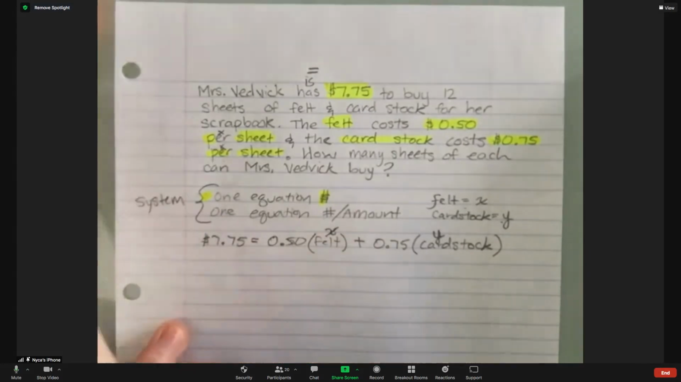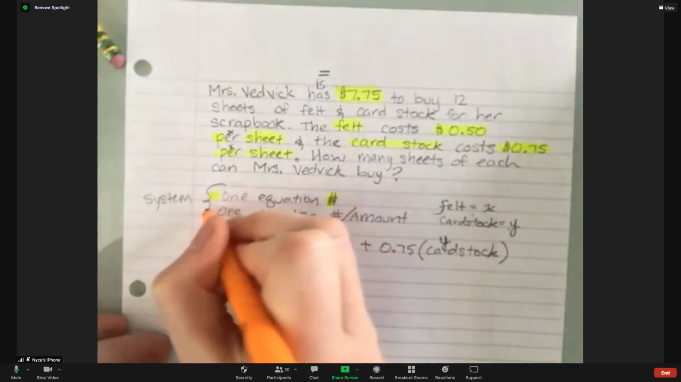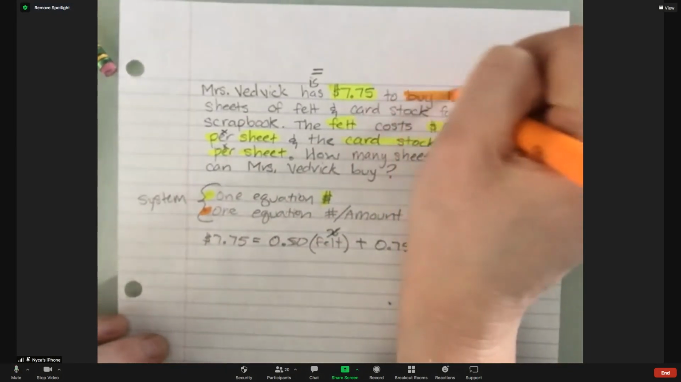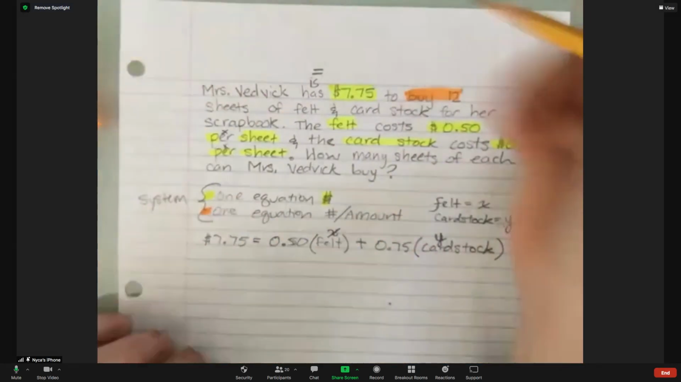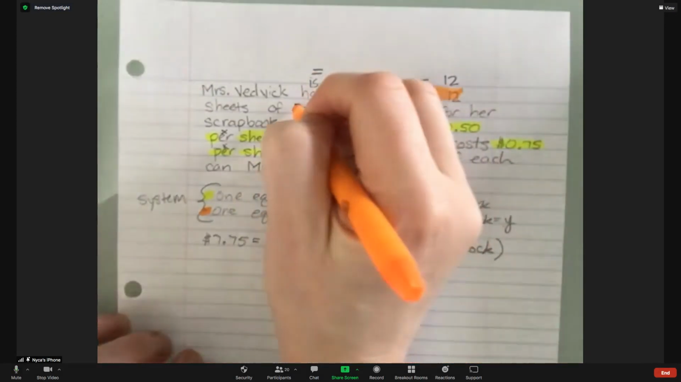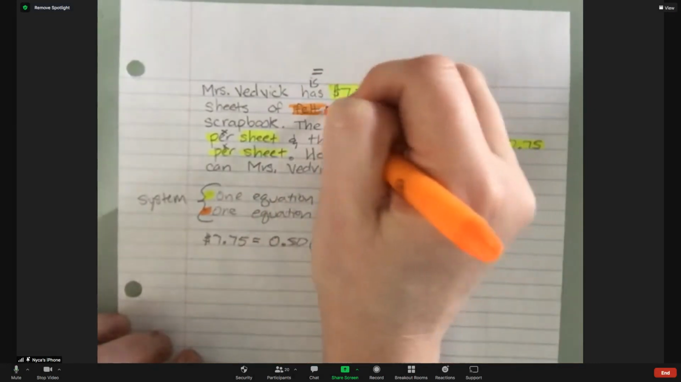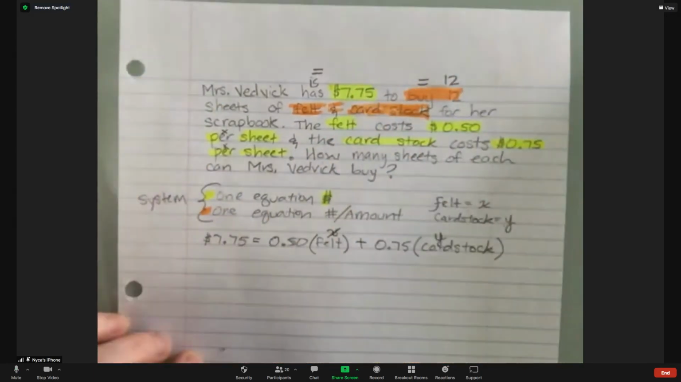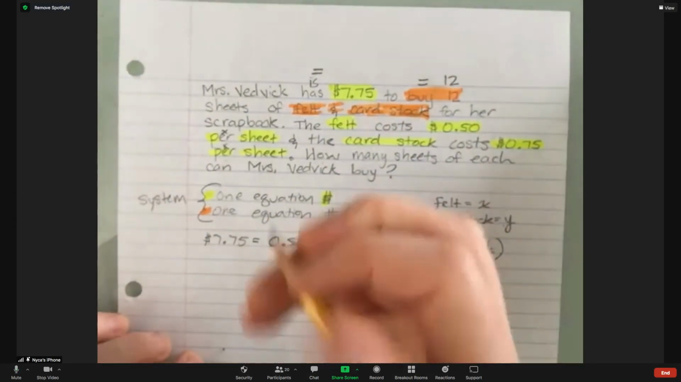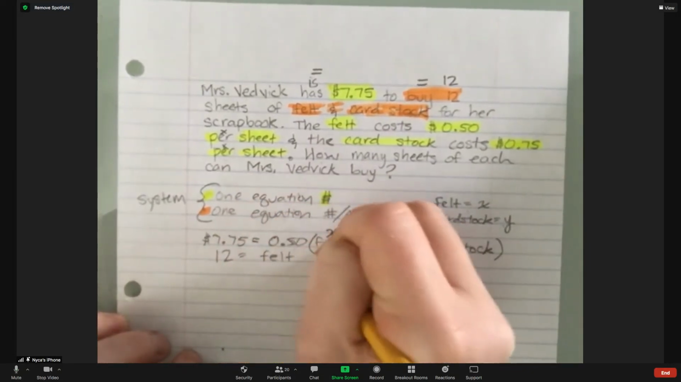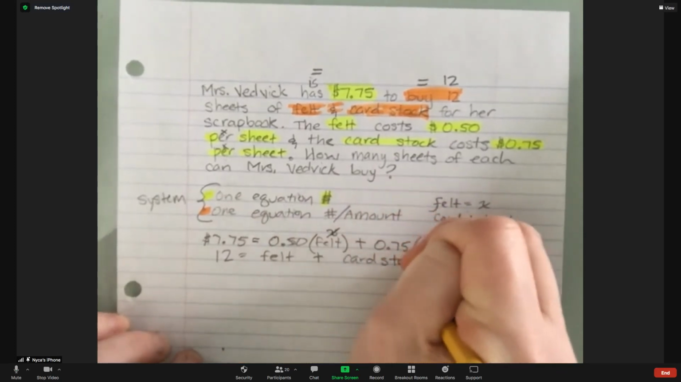The second equation, let's go through, and we want to see the amounts. How much do I have to buy? What is my total? I must buy 12. That means the total I have is 12. Now, where else do you see what we're buying? I'm buying felt and cardstock, which means felt plus cardstock.